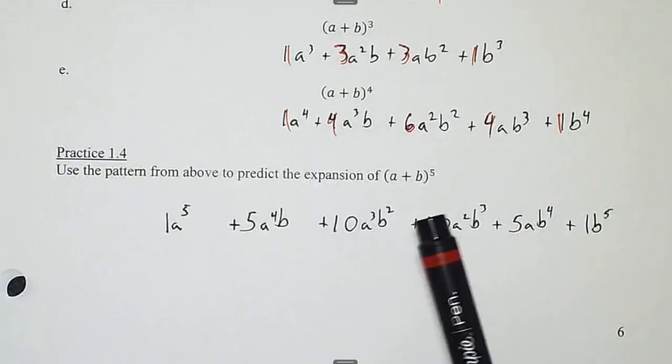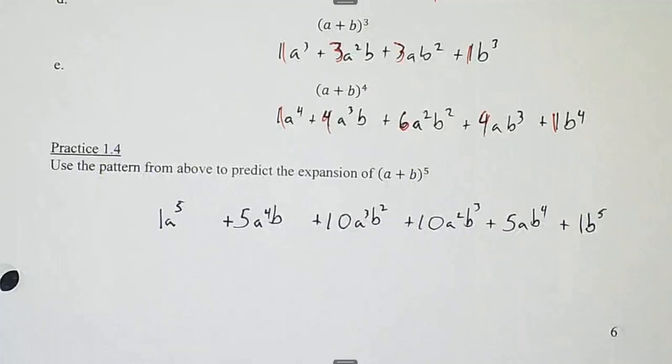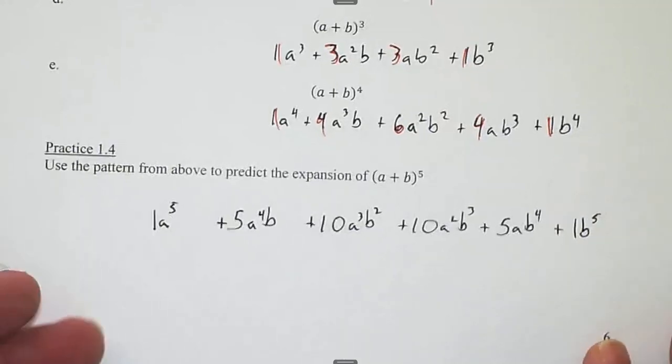So I want you to realize that if we were to multiply a plus b to the fifth by hand, we just did a plus b to the fifth pretty quickly. If we were to do that by hand, that would be a paper worth of work. That would be a lot of work, right?